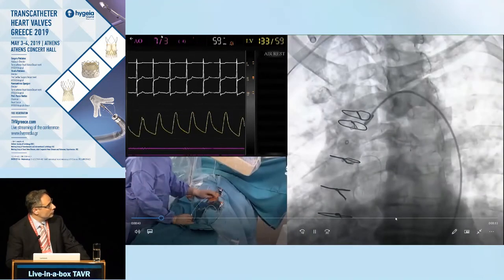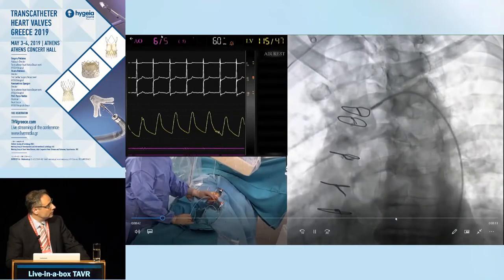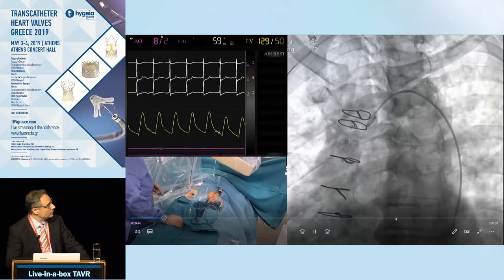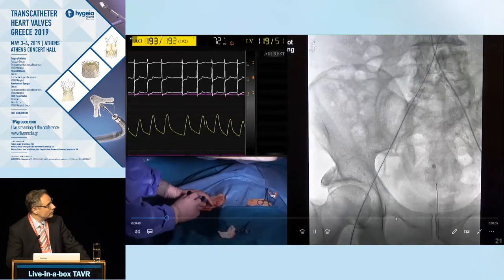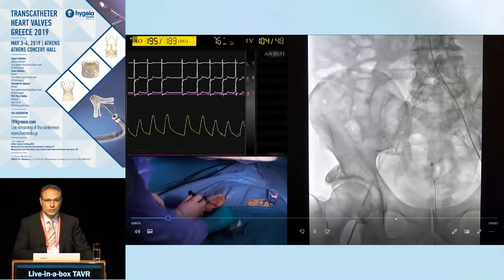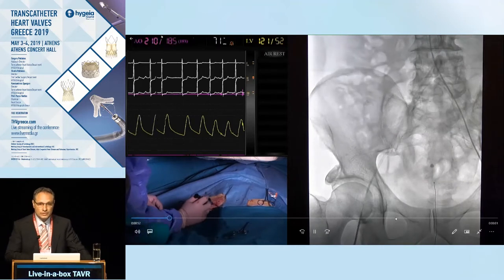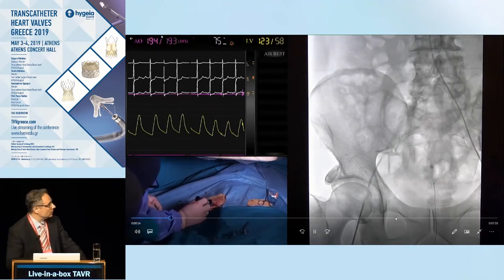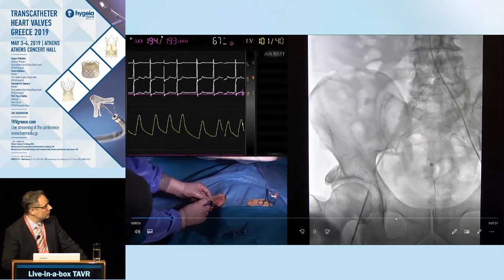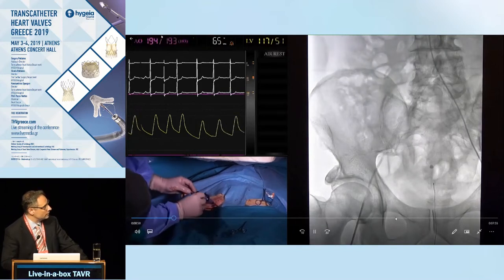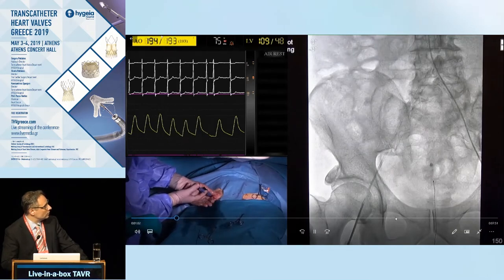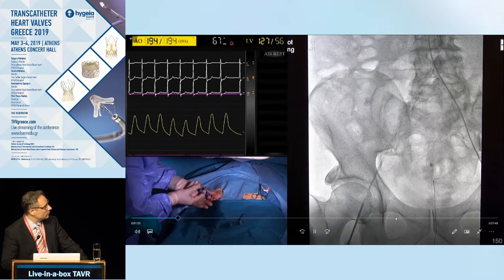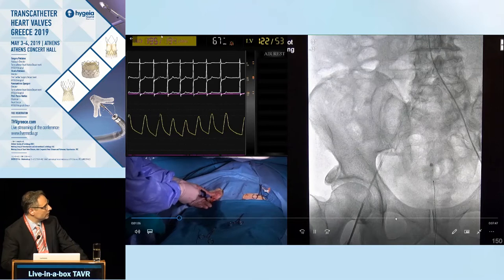And then we introduce a pigtail catheter exactly at the level of the aortic arch. You can see the typical bovine anatomy of the arch with the common origin of the brachiocephalic and the left common carotid artery. Thereafter, we deployed two ProGlides at 10 and 2 o'clock, respectively, under fluoroscopic guidance.